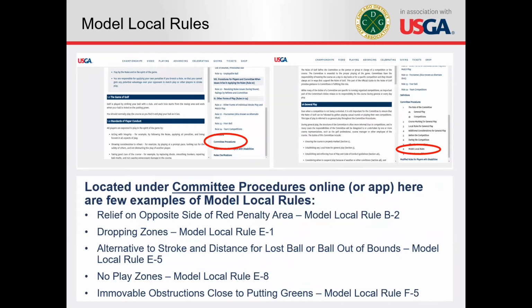Located under committee procedures online or in the official guidebook, here are a few examples of local rules. Model Rule B2 provides for relief on the opposite side of a red penalty area. Model Rule E1 adds dropping zones to different places you can drop a ball for situations on a golf course like penalty areas, fans, bleachers, and tournaments. We have Rule E5, which is the alternative to stroke and distance for lost ball or a ball out of bounds. Rule E8 would apply to no play zones, and Model Local Rule F5 pertains to immovable obstructions close to the putting green.